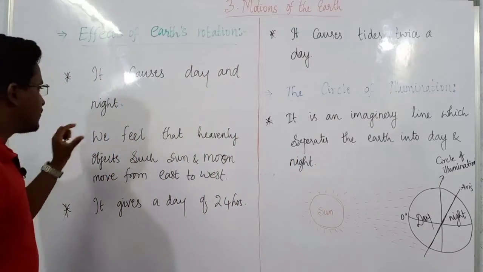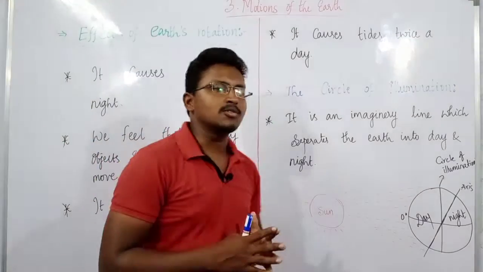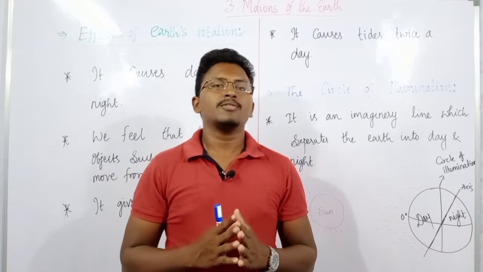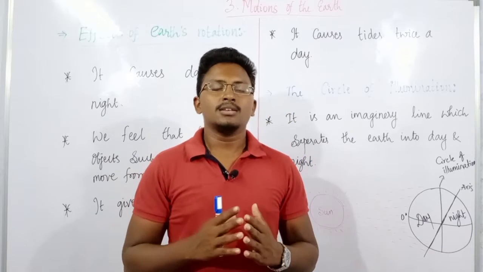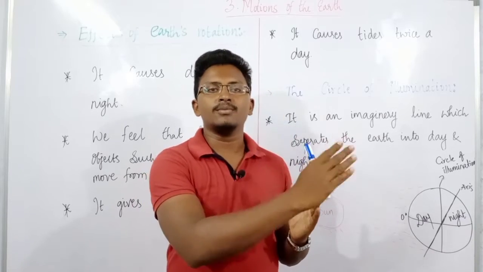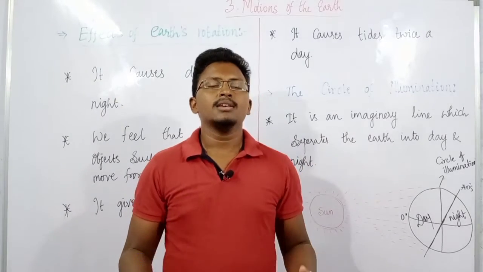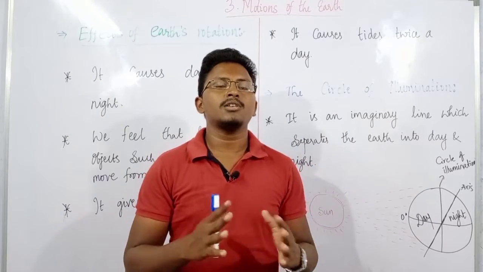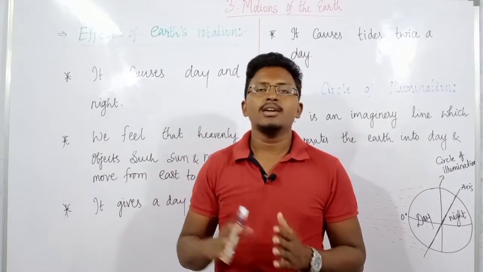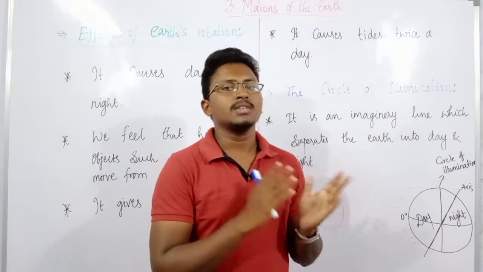Then the next one is that we feel that heavenly objects such as the sun and moon move from east to west. When people used to think that the earth is stationary, what we feel is that the sun is moving from east to west, or the moon is moving from east to west. Living on this earth, we feel that these objects are moving, but in reality they are not moving. The earth is only moving from west to east.